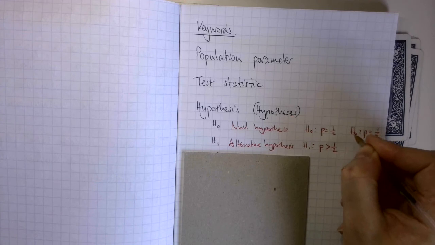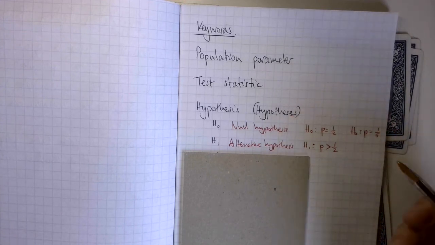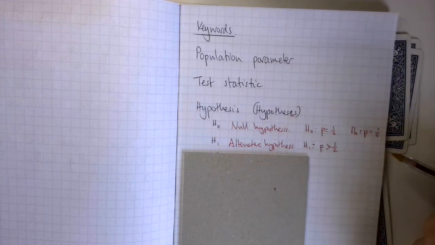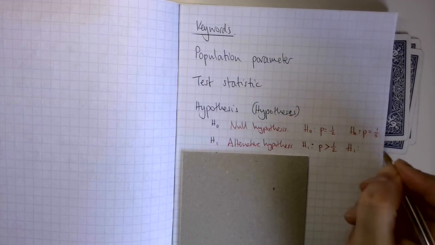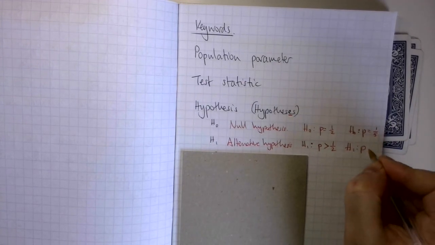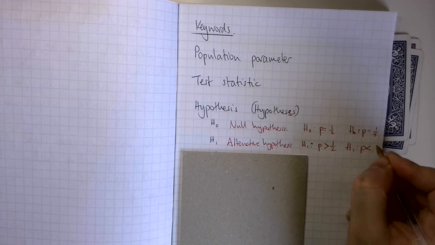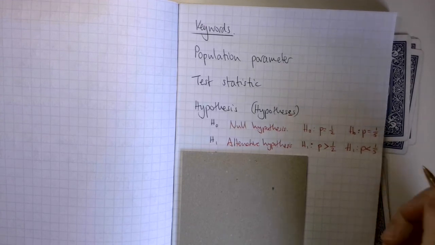I'll just write it like that, H0, probability is a fifth. But in this case, we want to be testing whether somebody's doing worse than you'd expect. So our alternative would be, well, if somebody does particularly badly, maybe their supposed probability of getting it correct is less than a fifth. You'd write it like that.